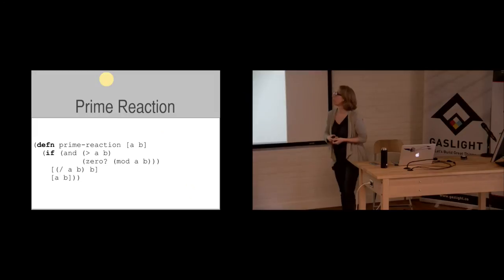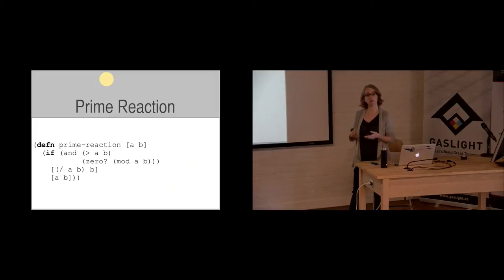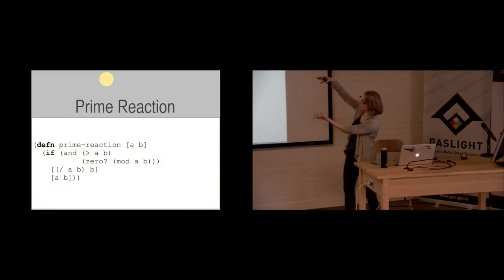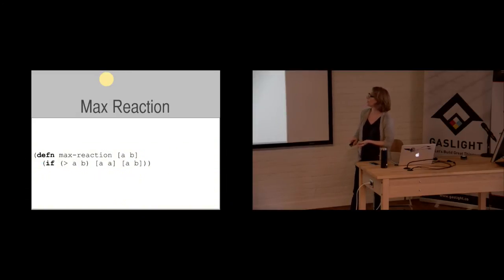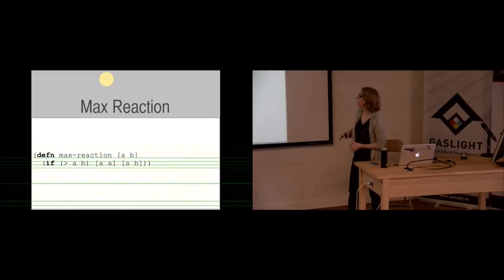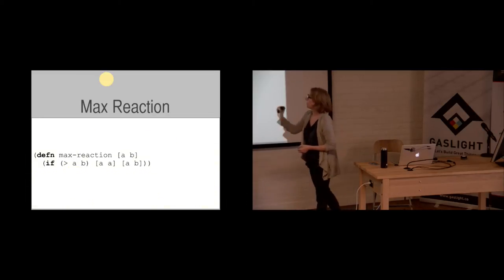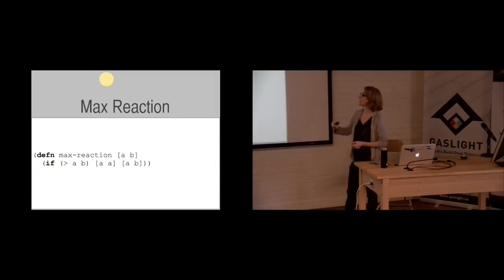So let's look at how the prime reaction would work with this sort of situation. This code would then be encapsulated in this function molecule. It would take 2 arguments, the A and the B, and other than that, the code looks pretty much the same. It's going to return the prime reaction if it actually can react, otherwise it's going to return the 2 unchanged. The max reaction in its function molecule form looks pretty much the same. You have A and B. If A is greater than B, you're going to return 2 A's. Otherwise, you're going to return A and B.